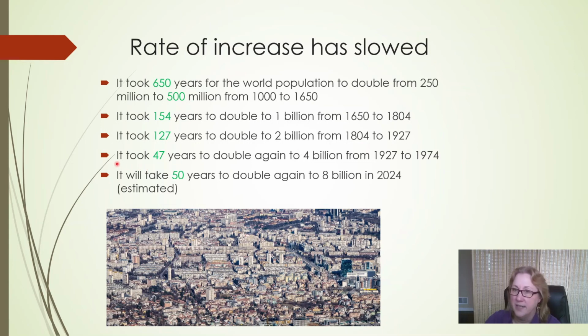Isn't that weird to think that in 1927, there were only 2 billion people? Then 47 years to double again. You can see these years are getting shorter and shorter, so this was extremely alarming. By the 1970s, there was a lot of alarm about the human population increasing because they thought this number was going to keep going down, right? But it looks like it's going to be 50 years before we get to 8 billion. We're forecasted to reach 8 billion in 2024. So that's good. You can see the rate of doubling is slowing.